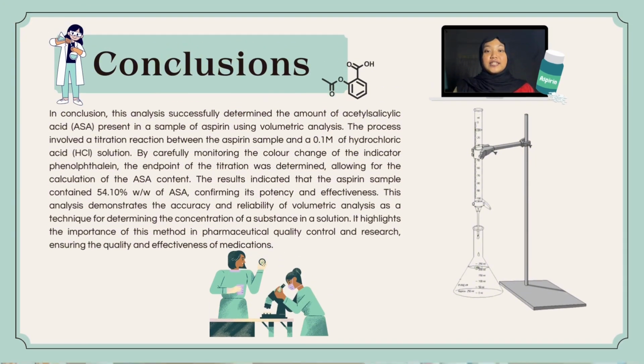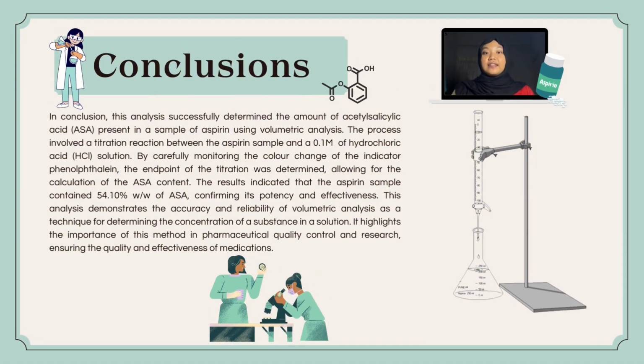In conclusion, this analysis successfully determined the amount of acetyl salicylic acid (ASA) present in a sample of aspirin using volumetric analysis. The process involved a titration reaction between the aspirin sample and a 0.1 molar hydrochloric acid (HCl) solution. By carefully monitoring the color change of the indicator phenolphthalein, the endpoint of the titration was determined, allowing for the calculation of the ASA content. The result indicates that the aspirin sample contained 54.10% weight per weight of ASA, confirming its potency and effectiveness.